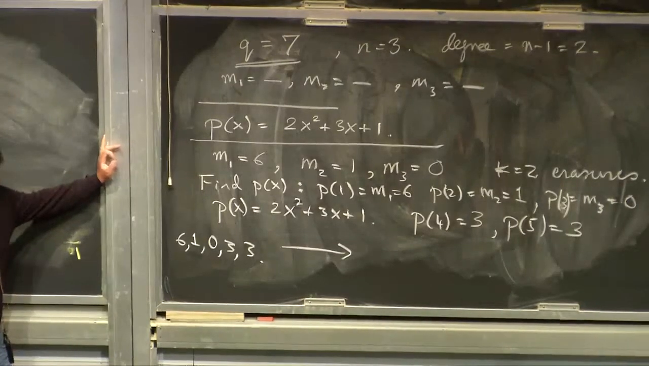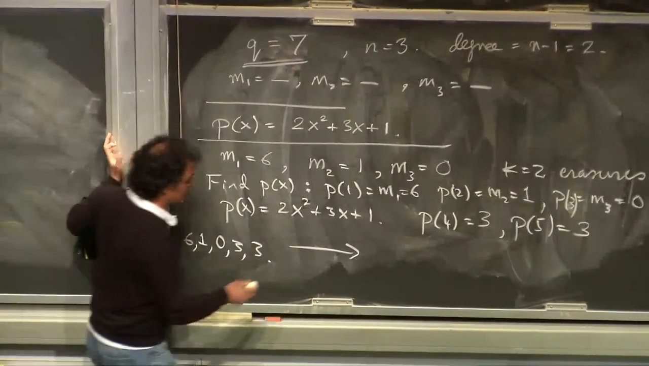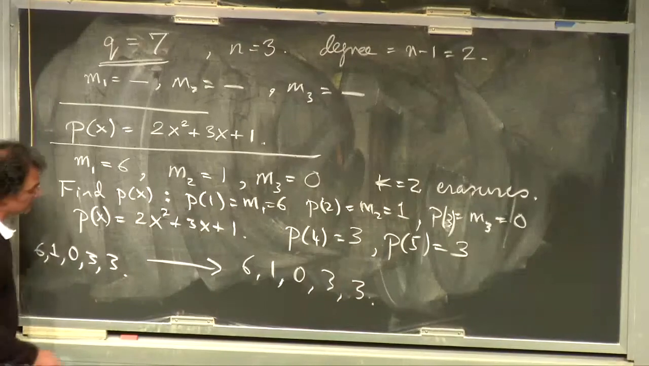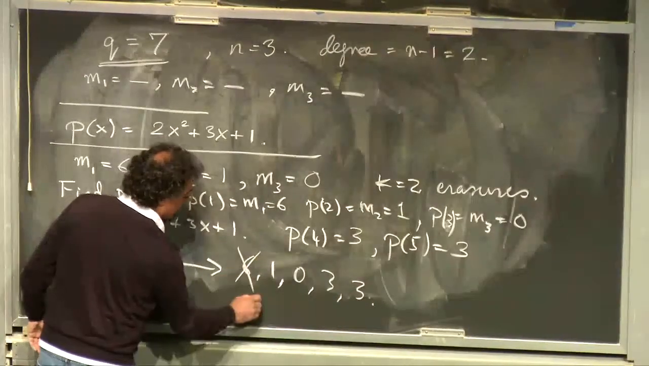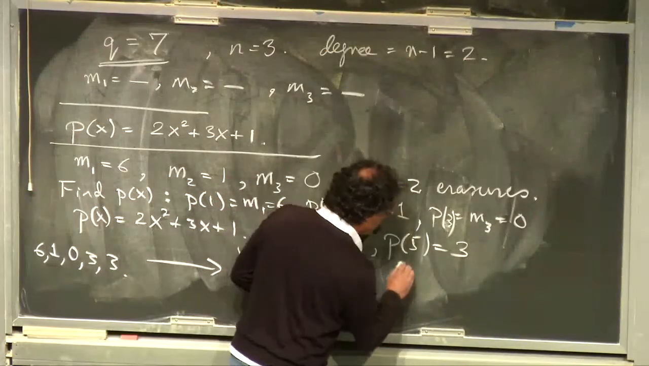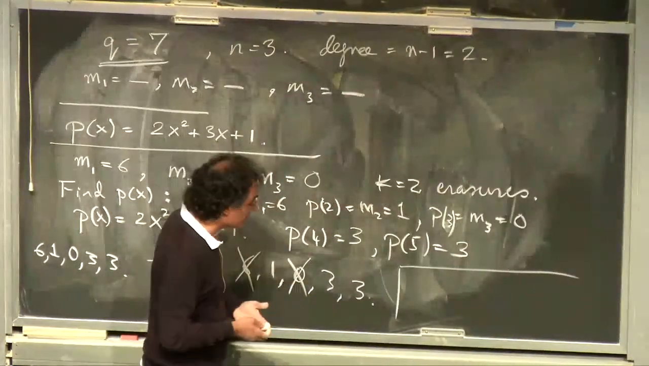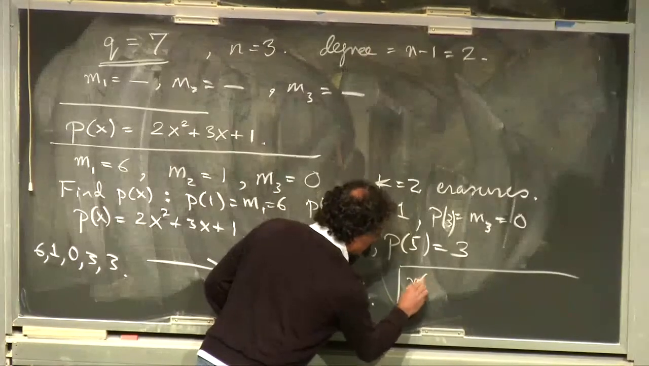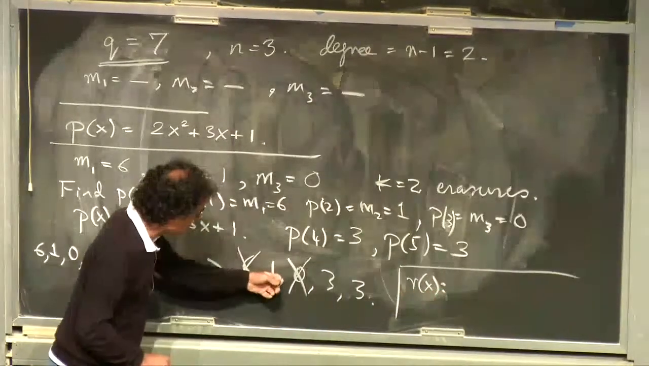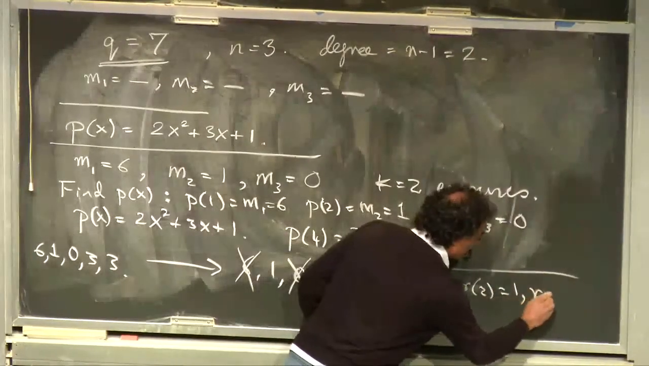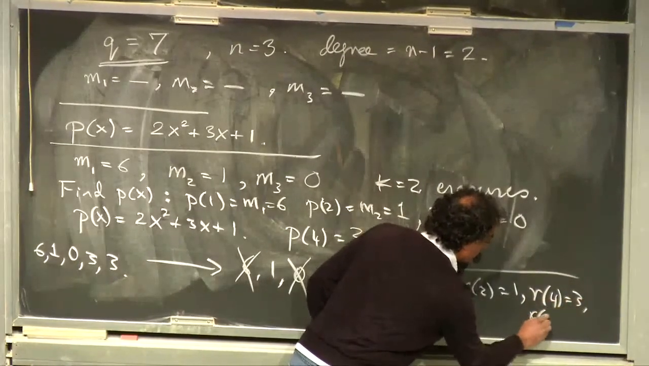Then the person at the other end only receives 3 of them. Some of these are dropped along the way. Maybe it's this one and that one. Now, in order to do the reconstruction, they're trying to find a polynomial R of x such that R of 2 equal to 1, R of 4 equal to 3, R of 5 equal to 3.